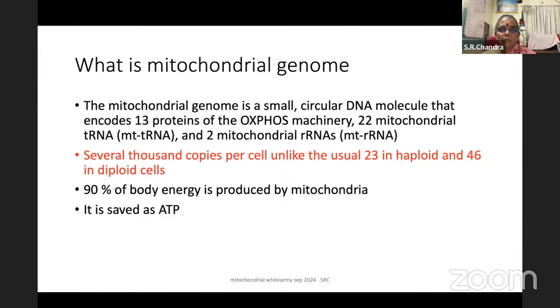Several thousand copies are made per cell, unlike the usual 23 in haploid and 46 in diploid. We know that the nuclear DNA is 23 in the reduction division and 46 in mitosis, whereas several thousand copies of the mitochondrial DNA are there in the cell. 90% of the body energy is produced by the mitochondria, and it is saved as ATP.